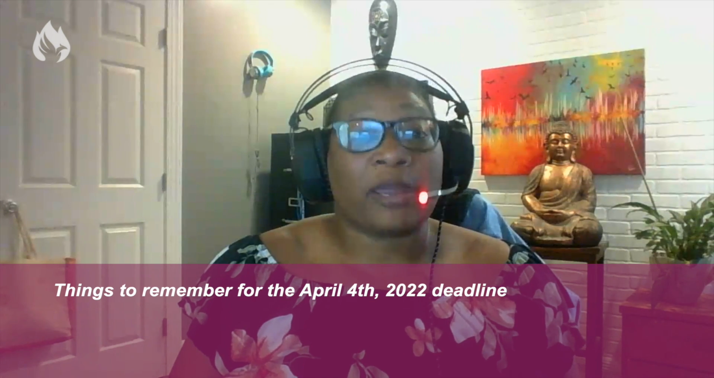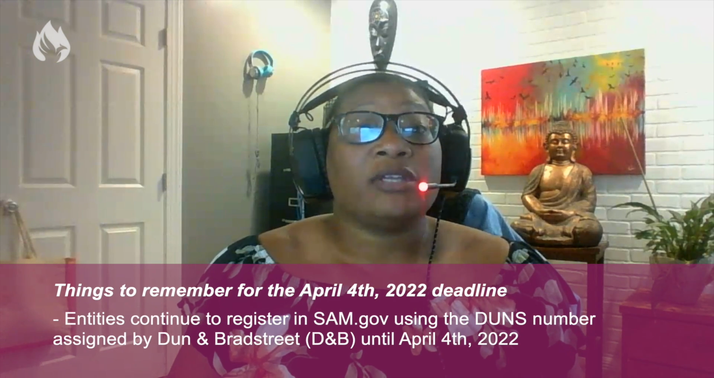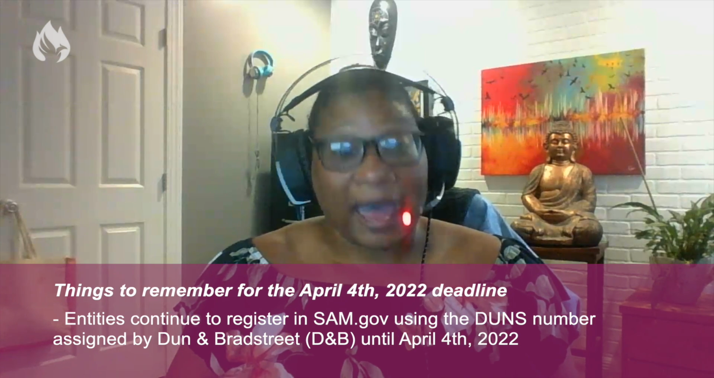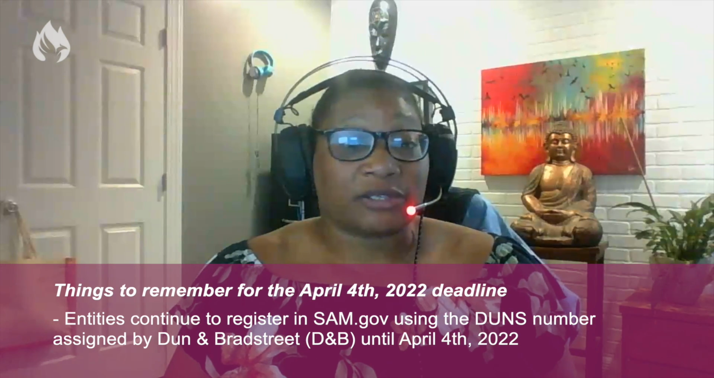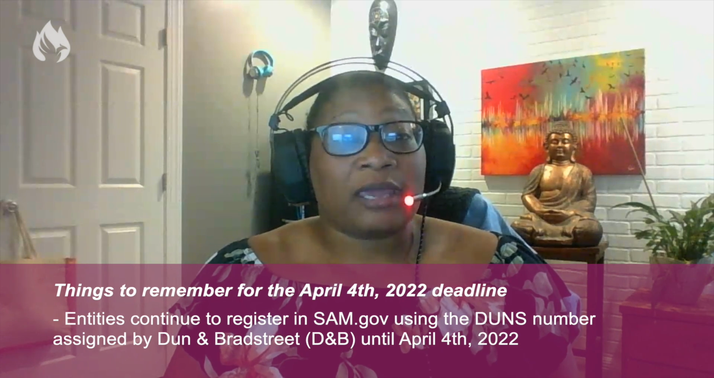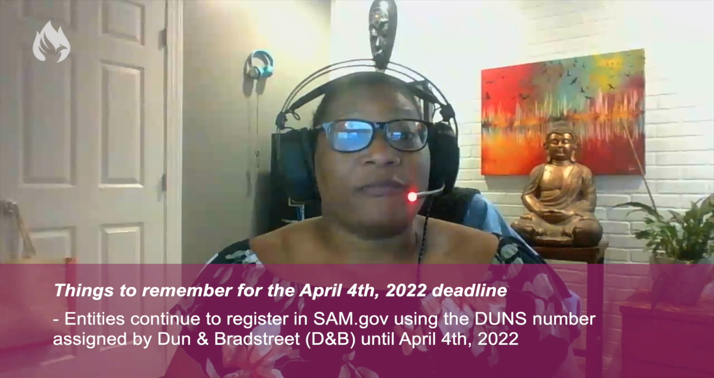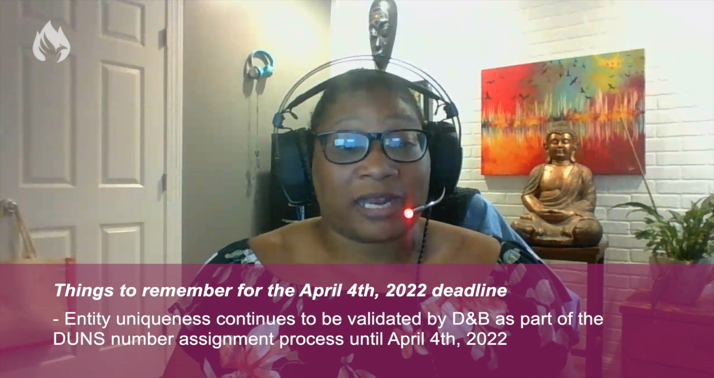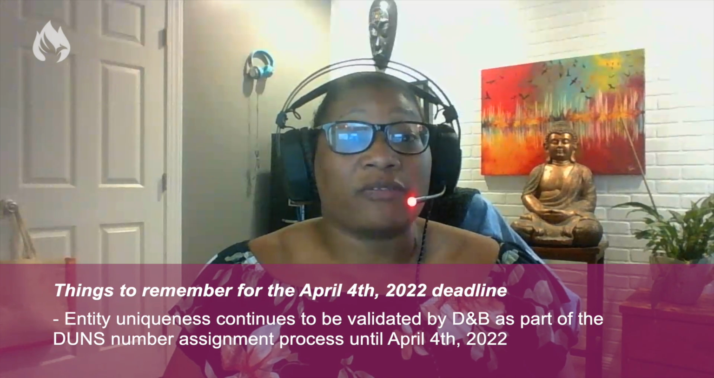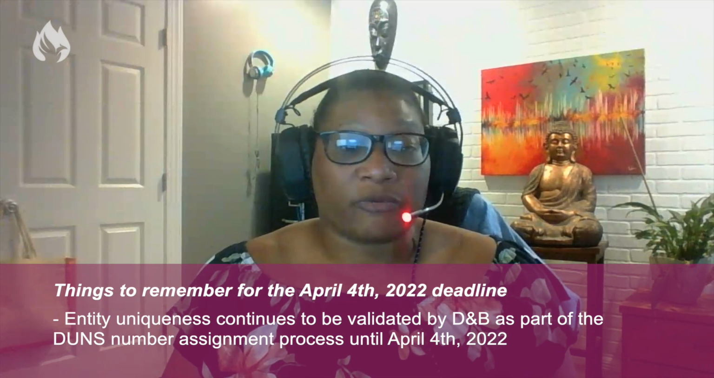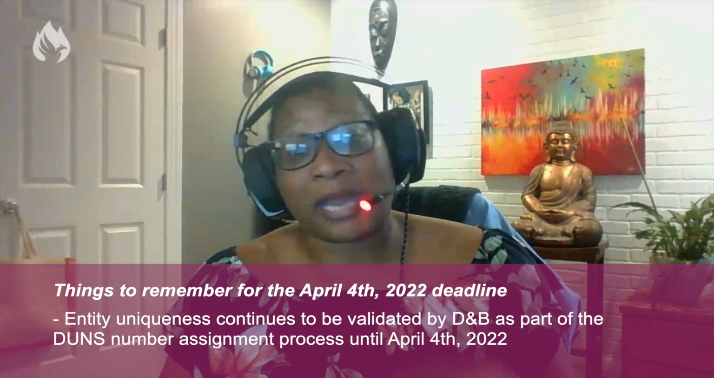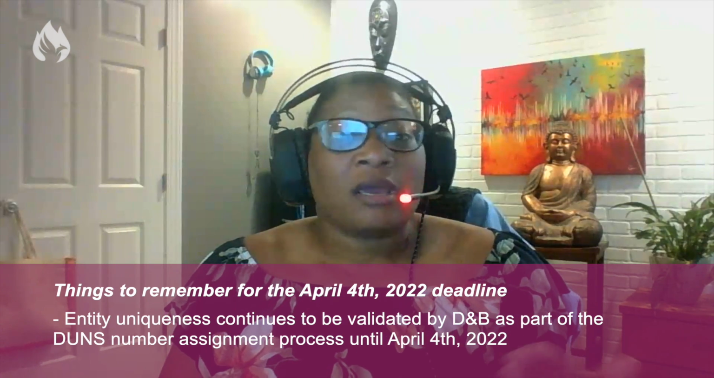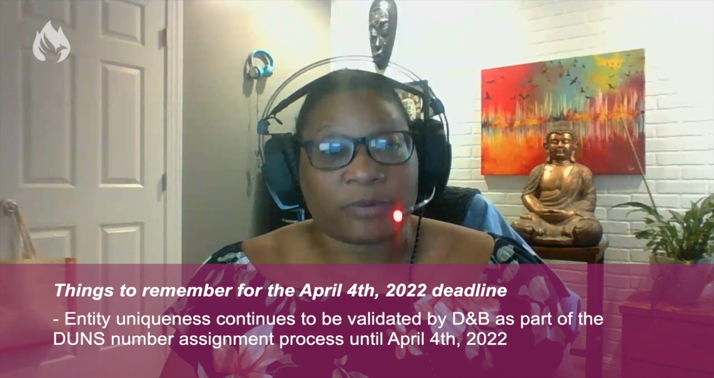Up until April 4th, entities will continue to register in SAM.gov using a DUNS number assigned by Dun and Bradstreet. After April the 4th, you will no longer need to do that. You'll be able to get your unique entity identifier on SAM.gov. Your entity uniqueness will continue to be validated by Dun and Bradstreet as part of the DUNS number process until April 4th. So if you're registering today, next week, next year, on October the 1st, you're still going to need a DUNS number.